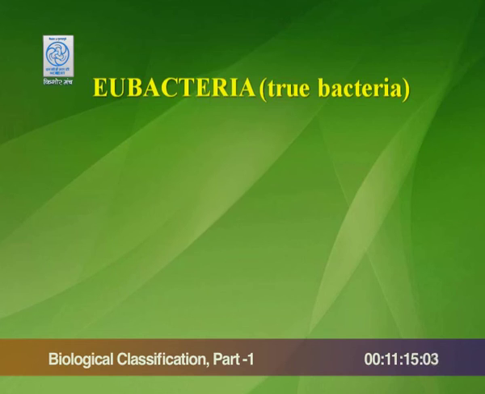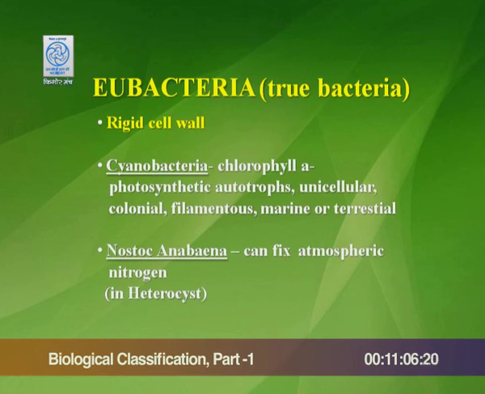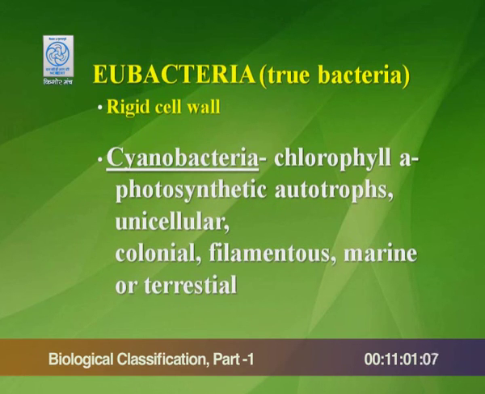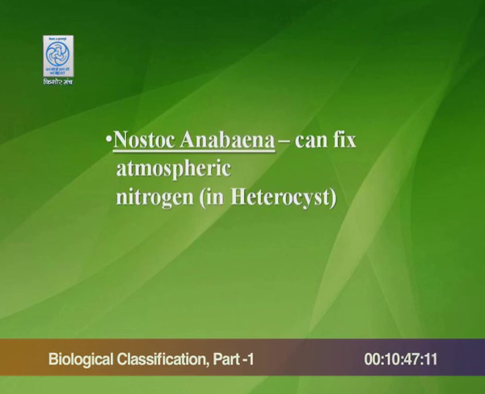Eubacteria, they are the true bacteria. They have a rigid cell wall. Cyanobacteria, Nostoc, Anabaena are all included under this. Cyanobacteria has chlorophyll a. They are photosynthetic autotrophs, unicellular, colonial, filamentous, marine or terrestrial. Nostoc and Anabaena can fix atmospheric nitrogen in specialized cells called heterocyst. They have a mucilage sheath around their colony as well.